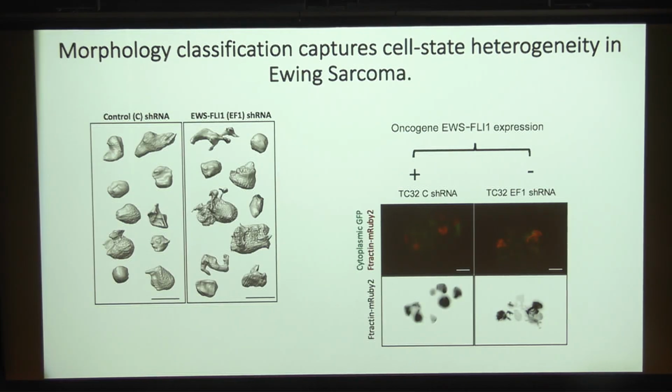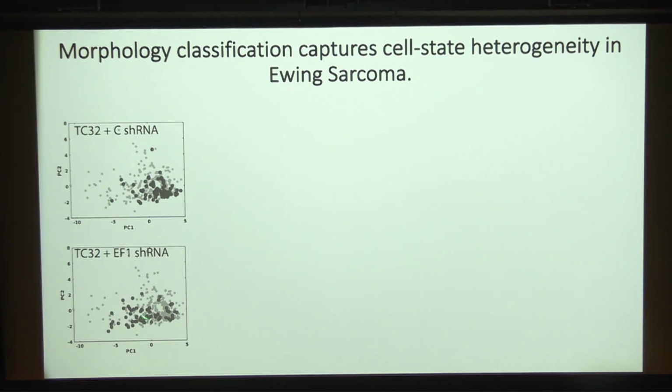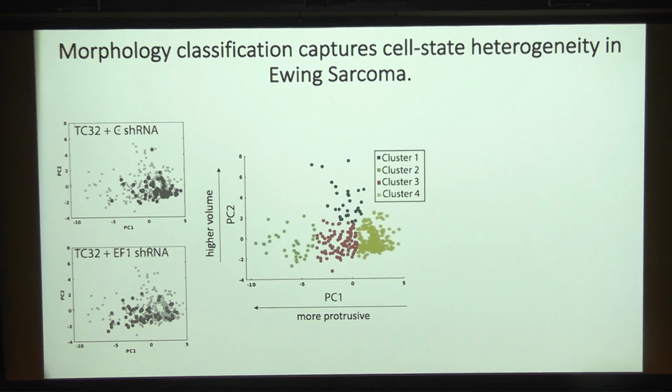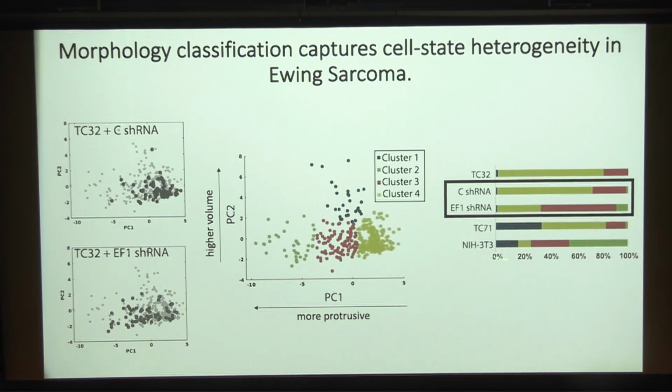pair. So when we look at 3D renderings of cells when we knock down the oncogene, already we can appreciate that the cells take on this more protrusive, more mesenchymal-like phenotype, and that's captured quite well in our PC analysis because we see a shift of these dots to the left in PC space, and we can visualize these in various ways. For example, if we use k-means clustering, we see that the knockdown of EWS-FLI1, the oncogene, really leads to a shift to this more protrusive magenta cluster compared to the control cells.